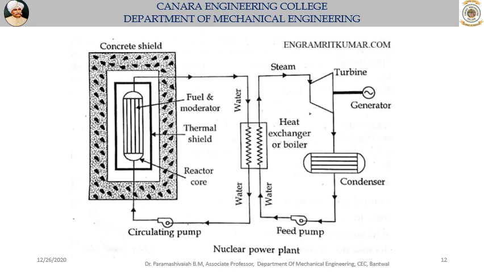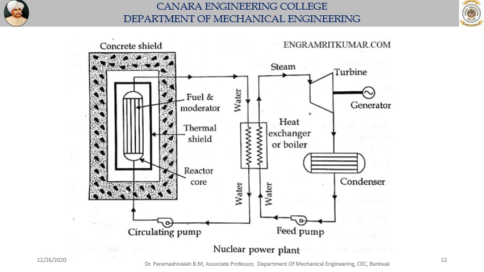Then two circuits: one circuit for exchanging the heat from the nuclear reactor to outside, the heavy water circuit. Then another circuit, hot water. Here it enters at low temperature, absorbs the heat from this heat exchanger. Then high temperature, high pressure steam comes out.